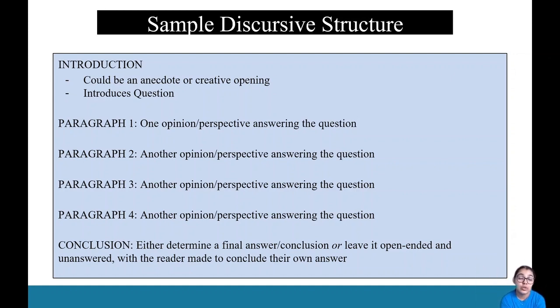And finally, the conclusion could be you determining a final answer or conclusion, right? So actually going, okay, this is what I think, this is what my opinion is finally. If you're going to do that, you can only do that at the end, by the way. You can't do it in the middle or at the beginning, because then it's not a discursive anymore. If you're trying to persuade someone of your opinions, you can only do it at the end and express a firm opinion, or you can leave it open-ended and unanswered so that the reader can actually make that choice.